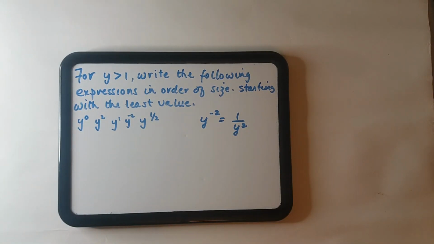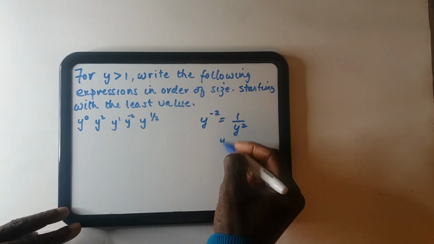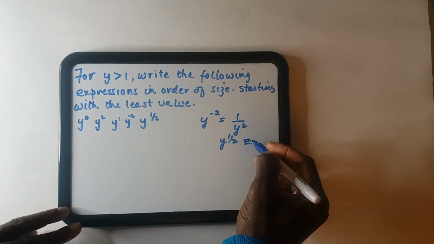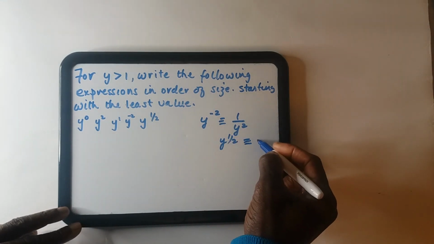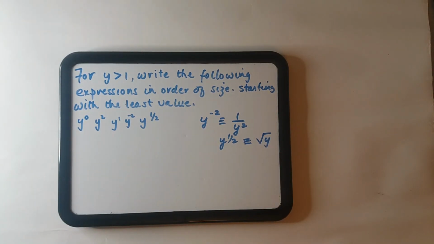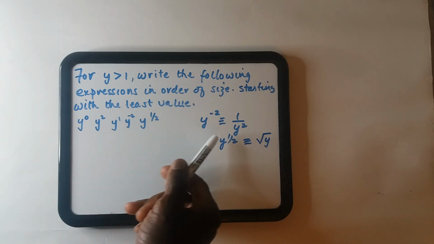And lastly, y raised to the half power, which is the square root. So y raised to the half power is the square root of y. So we need to order these starting with the least value. Well, the least value would be this reciprocal.